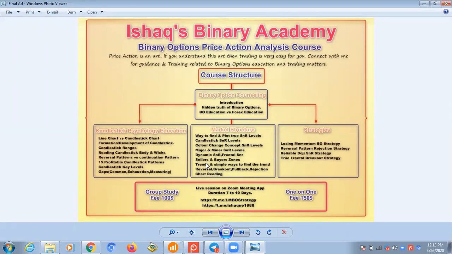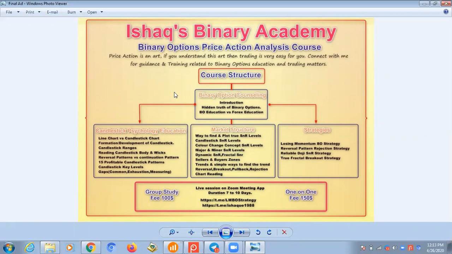But today I taught you four to five topics: fractal support and dynamic support, sellers and buyers, zoom, trend, and simple ways to detect the trend. So cover all these things and study them. Ask me questions, and then I can clear them up. Tomorrow we will read reversal, breakout, pullbacks, rejections.